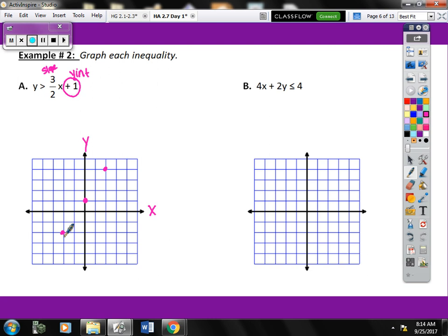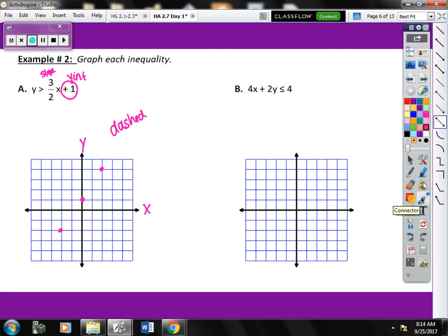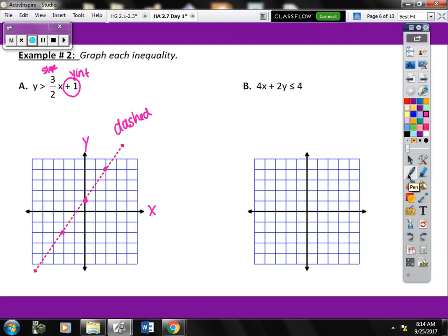And then am I using a solid or a dashed line for this one? Abby? Dashed. Sometimes I even jot it down just to remind myself so I don't draw a solid line. And then once I do that, am I going to shade above or below this line? Colton? Above. Good. We're doing above this time. We see a greater than.